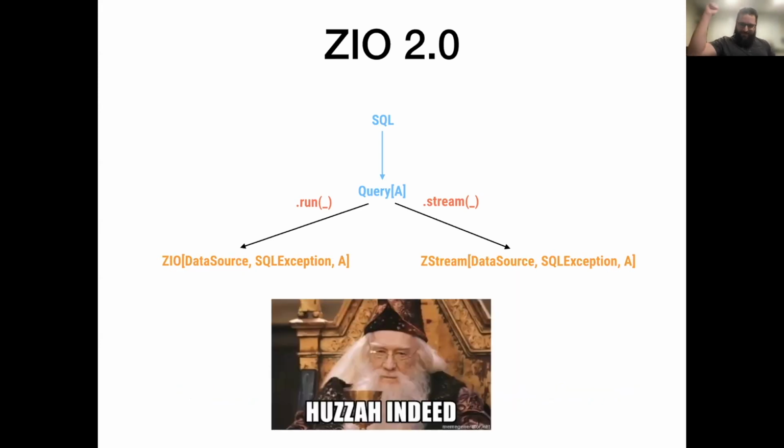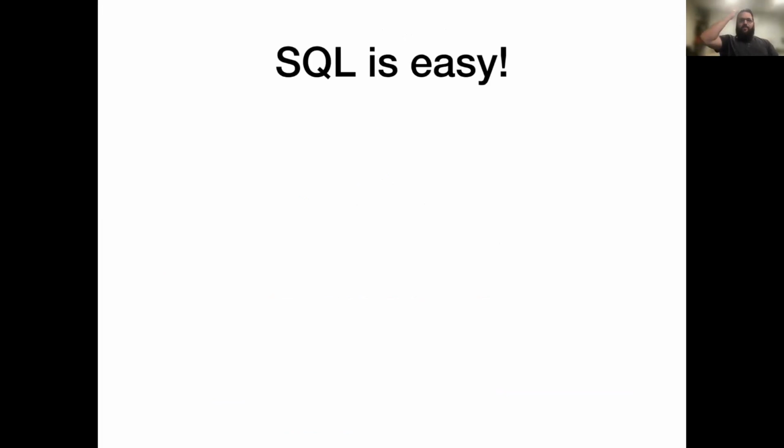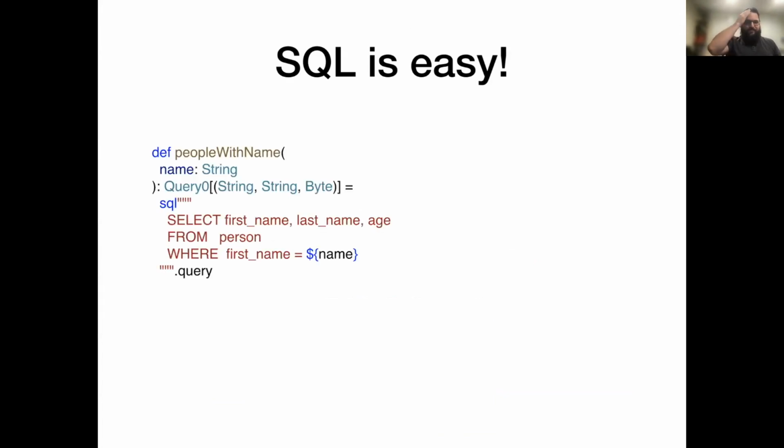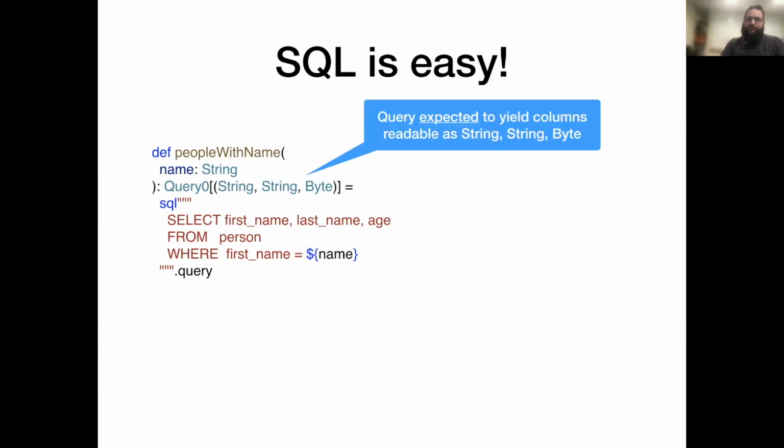Now, yes, huzzah indeed. So I want to step back for a second. Why Quill, right? Quill does query composition using a Scala API, but why, right? SQL is easy, right? This is an example. This is a doobie example, but it might as well be Jdbc. It might as well be any other kind of system. You just write your SQL string and that's fine, and that sort of works. Why do we need more complex things?